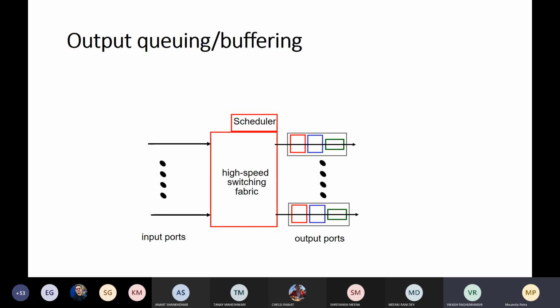Now let's see what happens with output queuing or output buffering. We are just having the scenario that we have the input ports here and we have the output ports. There are no buffers at the input, and in the output ports we do have buffers. We are going to check how it performs with output ports having buffers.